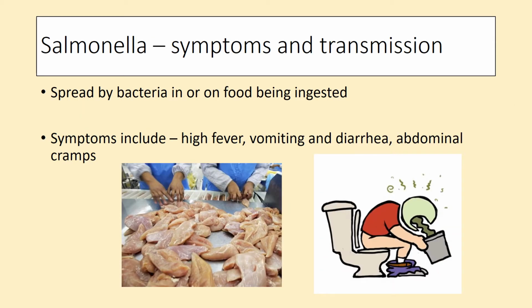So Salmonella is spread by a person eating contaminated food, and the symptoms, as you can see, are high fever, vomiting and diarrhea, and also abdominal cramps.